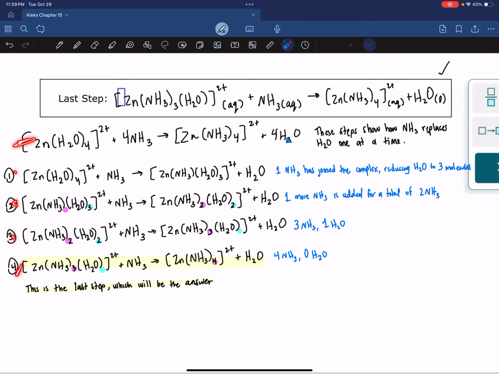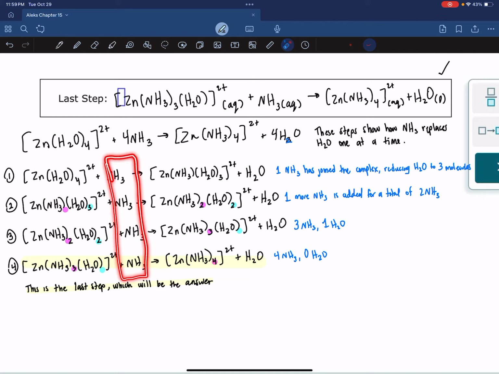So you can think about it, 1, 2, 3, 4. This is 5. This is the end point, but it wants the last step before we get here, and that's going to be step number 4. So I know it looks like a lot, but the only thing that is changing between each of these is that I'm moving an NH3 into the complex and removing one of the waters. So each time you're adding 1 NH3.